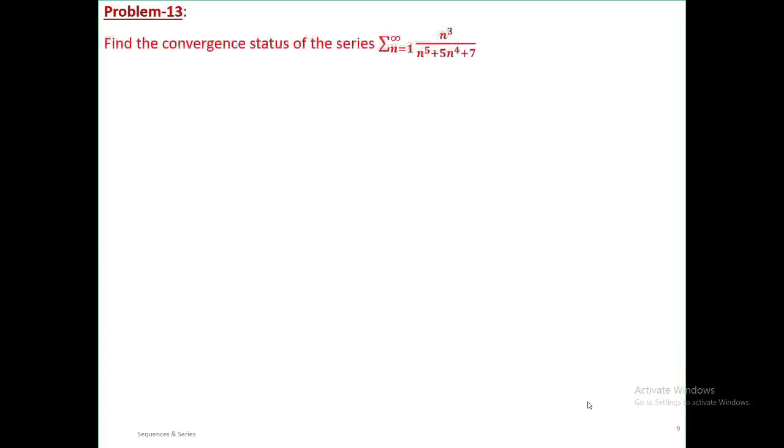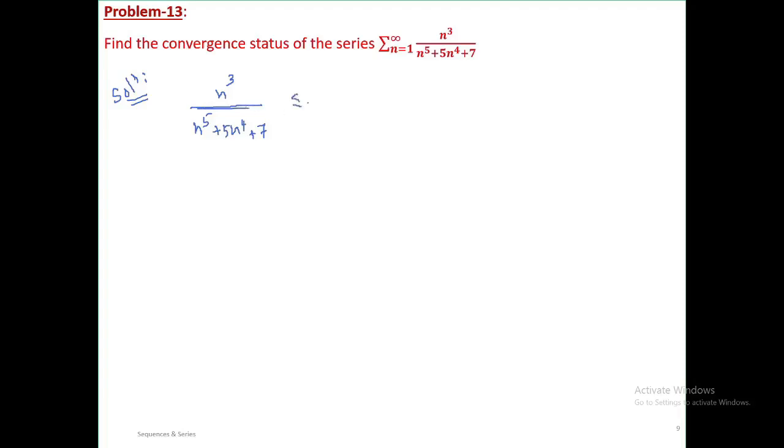Next one. Yeah. Find the convergence status of this series. So again same story. So let us write. So an is directly I'm writing. So n cube upon n power 5 plus 5 times n power 4 plus 7. You verify all the tests. If you can attack this problem by any of the tests, you can apply, no problem. Now directly I am doing this one by comparison test.